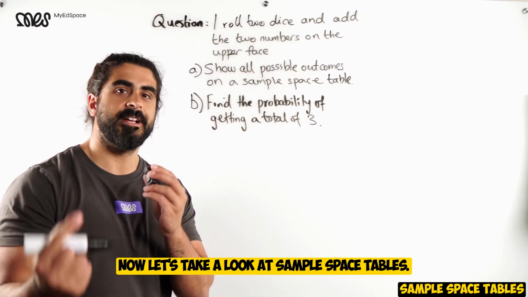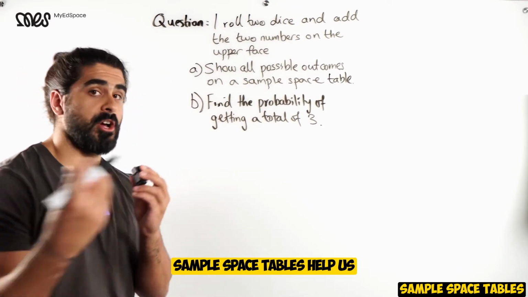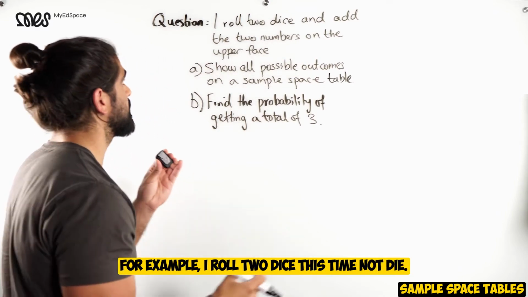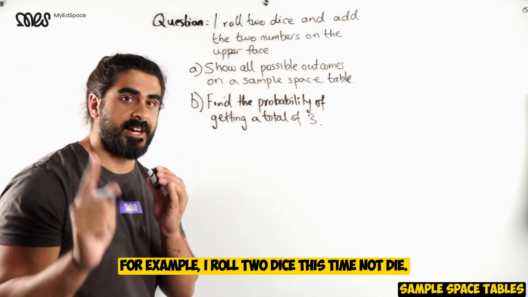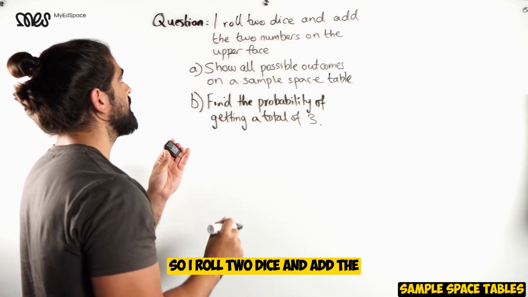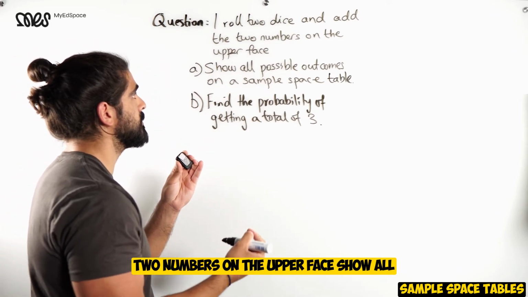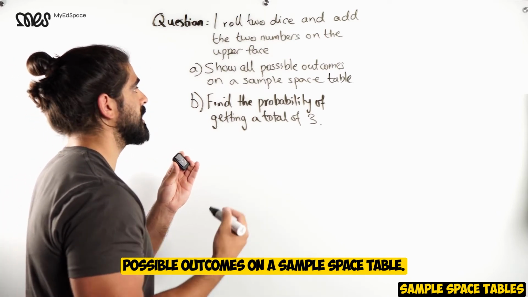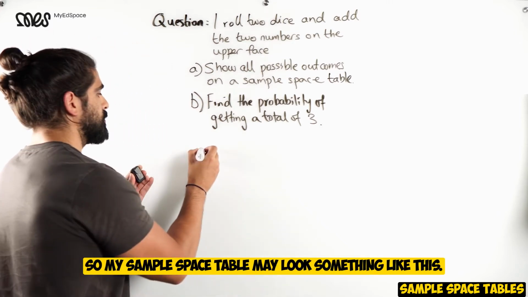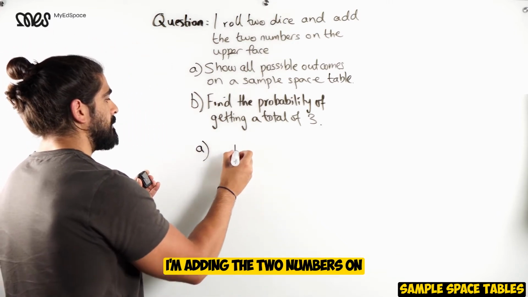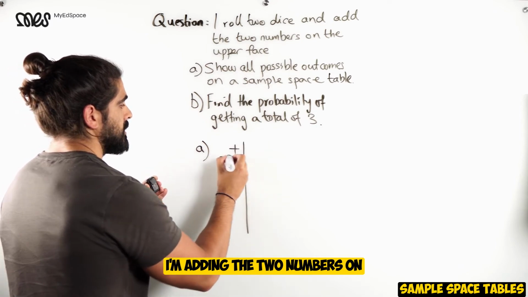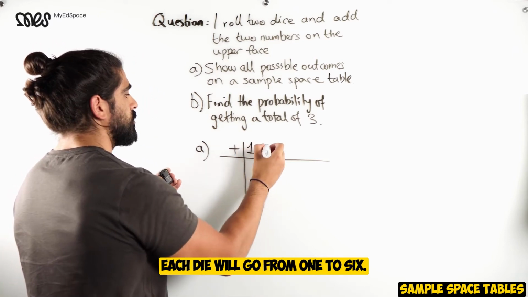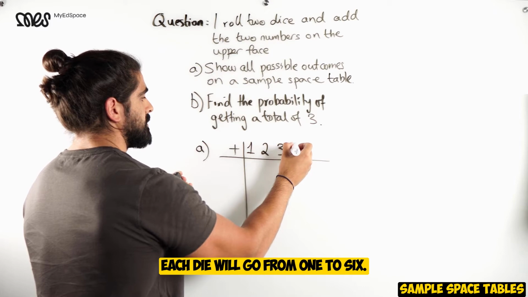Now, let's take a look at sample space tables. Sample space tables help us visualize all possible outcomes. For example, I roll 2 dice this time, not die. So I roll 2 dice and add the 2 numbers on the upper face. Show all possible outcomes on a sample space table. So my sample space table may look something like this. I'm adding the 2 numbers on the upper face of each dice. Each die will go from 1 to 6.